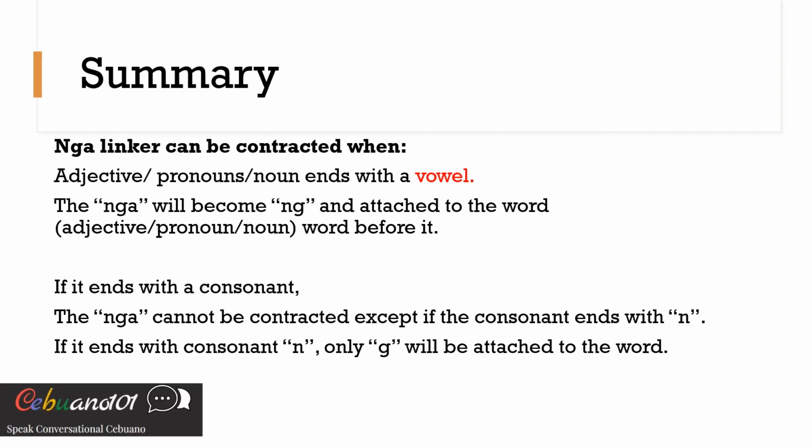So let's summarize. The nga linker can be contracted when the adjective or the pronoun ends with a vowel. The nga will become ng and will be attached to the word, adjective, pronoun, or noun. If it ends with a consonant, the nga cannot be contracted except if the consonant is n. If it ends with consonant n, only G will be attached.